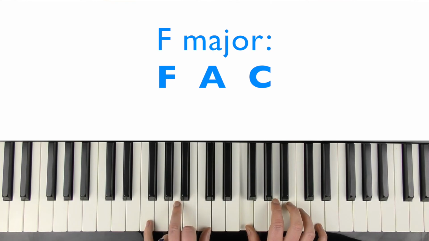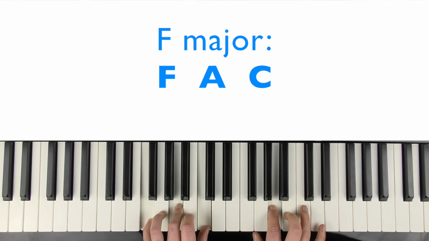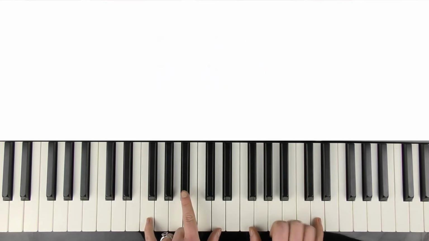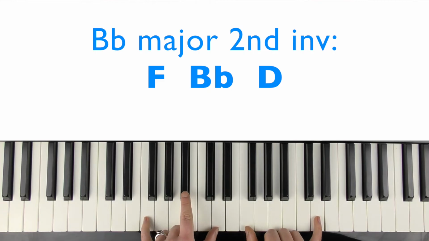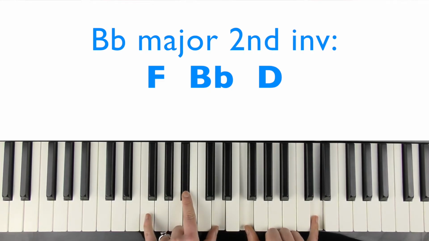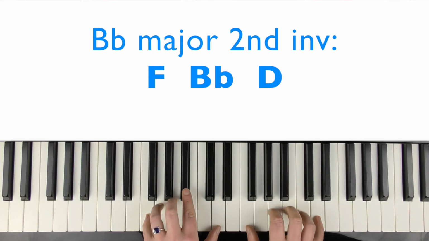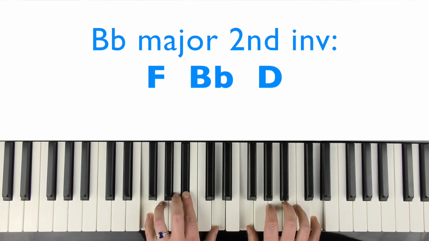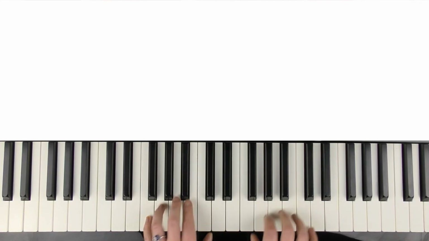And then I'm going to play another F major chord, but it's in root position this time, with this A. And then we have B flat major, so second inversion, so that's F, B flat and D. So do it done so far.